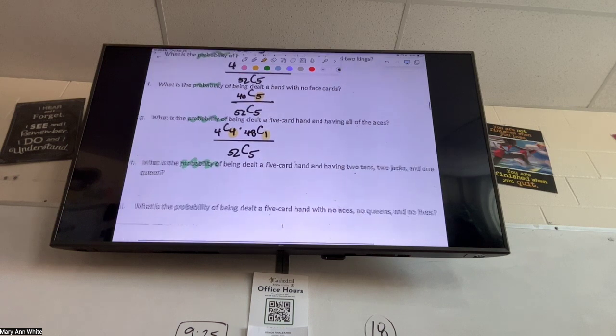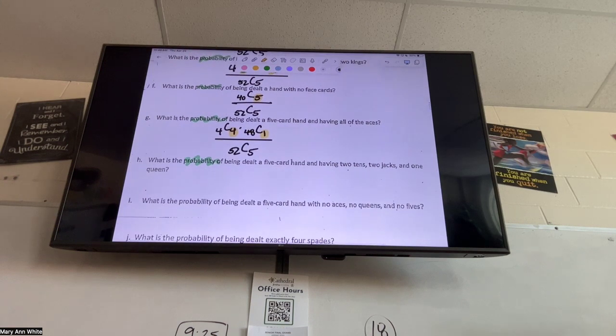Okay, what's the probability of being dealt a 5 card hand and having 2 10s, 2 jacks, and 1 queen? How many tens are there? And how many do I want? Two. Good. 4C2. How many jacks are there? How many do I want? 4C2 again. I want 2. How many queens are there? How many do I want? 1. 4C1. All over 52C5. Very good.